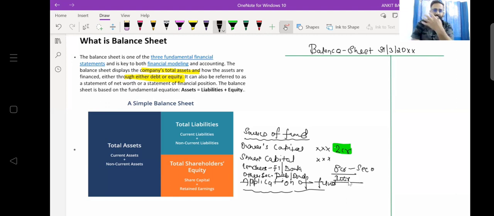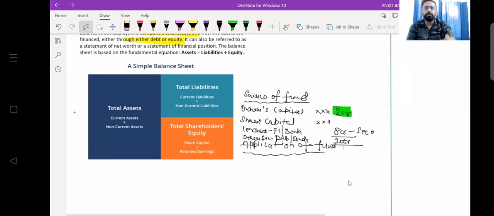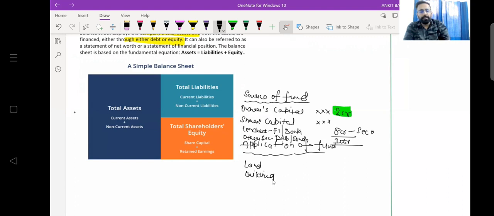Now while you have raised the money, definitely you will be buying some assets, and you will be using that money for manufacturing, right? If you're into a manufacturing business, you will perform some manufacturing activity, right? So after that, you will apply this money somewhere. Let's say you have planned that you will be buying land, you will be buying building, right? You will be buying some furniture for your business, right?